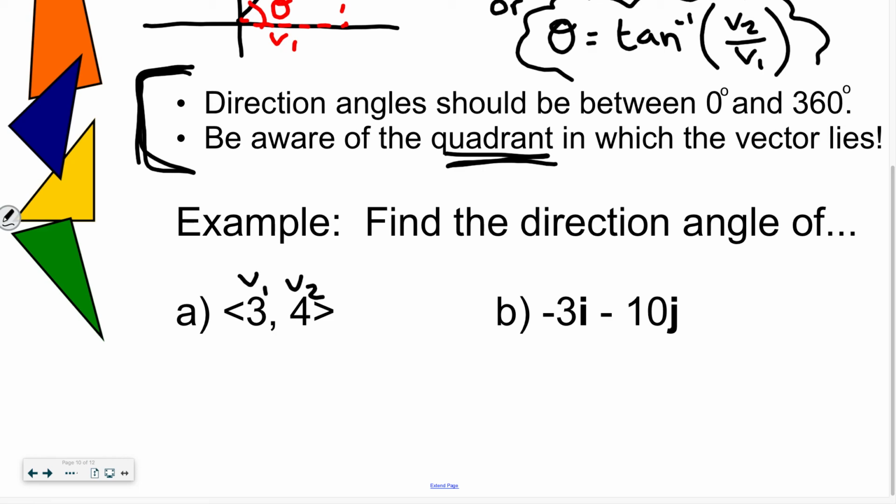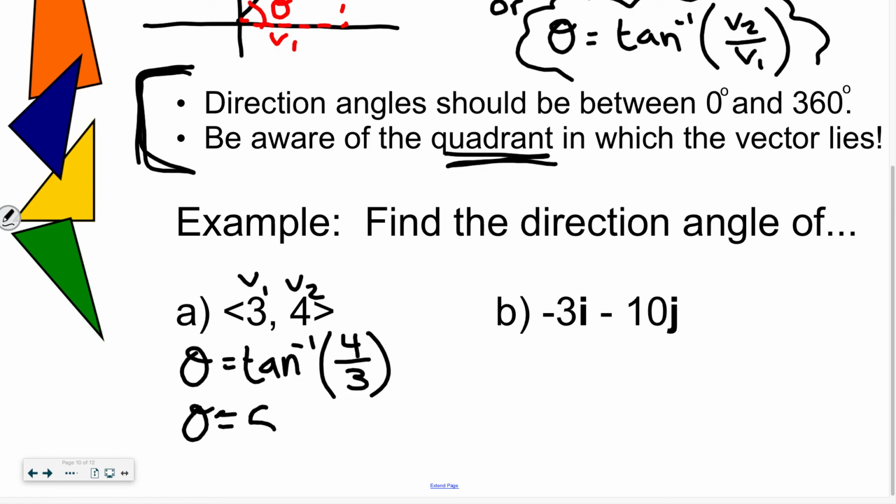The first one's given to me in component form, so I know v sub 1, v sub 2. Theta is the inverse tangent of 4 over 3. You can set your calculators to degree mode. And when you do that, you get, I think this one is like 53.1 degrees. Now, that angle is between 0 and 360, right? Does it correspond with the quadrant in which the vector lies? Well, where is <3, 4>? Quadrant 1. Is 53.1 an appropriate angle for the vector in quadrant 1? Sure. So this is my answer.